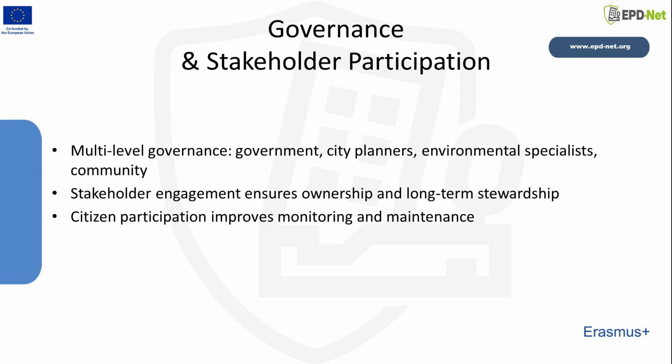Urban ecological network planning requires coordination among multiple stakeholders, including government agencies, urban planners, ecologists, developers, and local communities. Multi-level governance ensures that ecological objectives are implemented consistently across local, regional, and national scales.